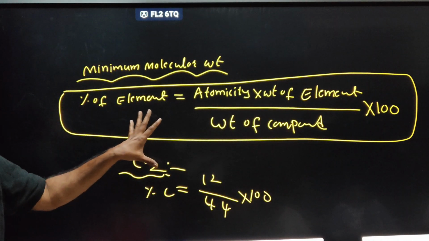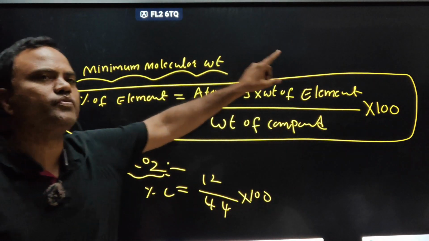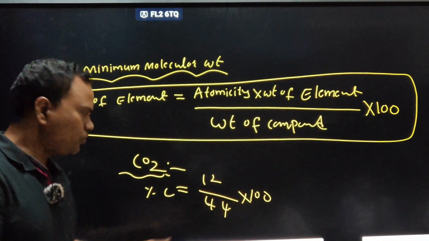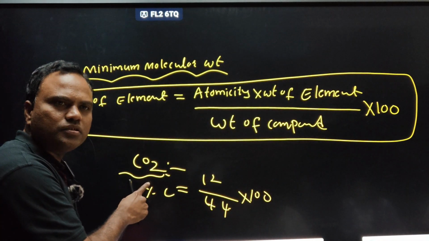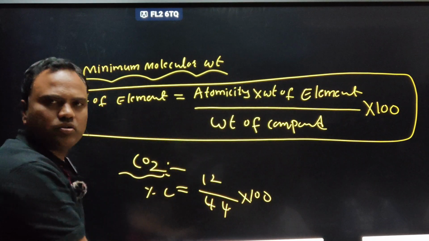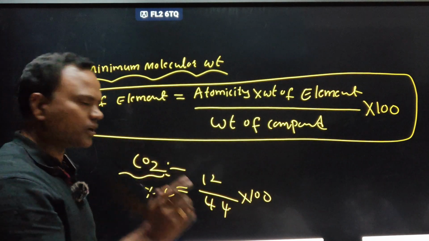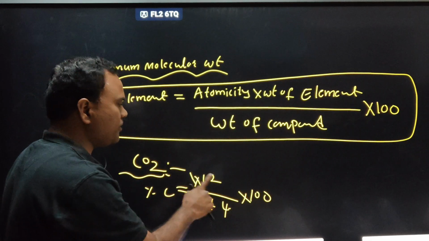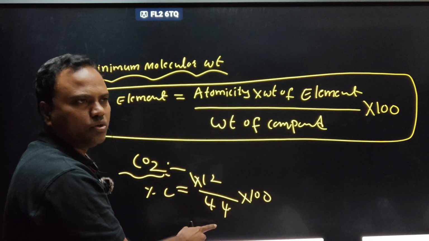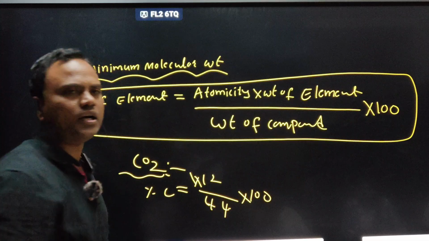Percentage of element is equal to atomicity into weight of element. See, what is atomicity of carbon here? Indirectly, we followed this formula only. What is atomicity? How many carbon atoms are present? 1. 1 into atomic weight of carbon, 12, by total weight, 44, into 100.